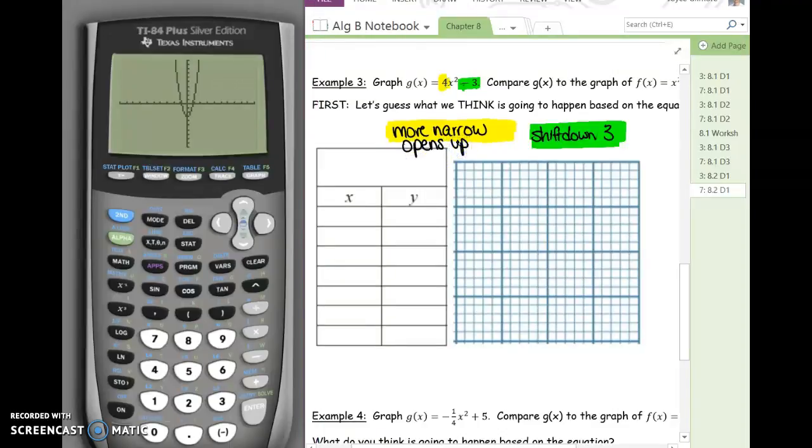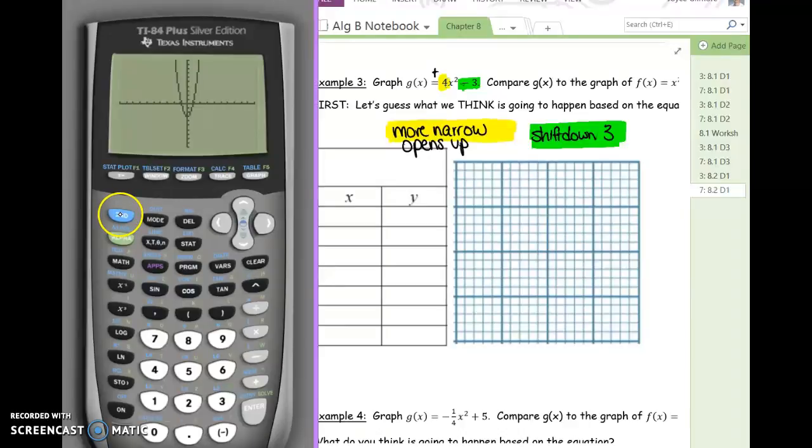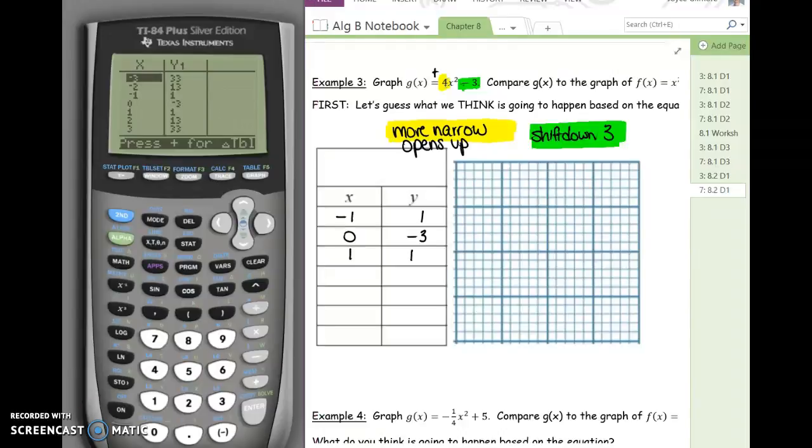So let's add that in our description. It opens up because this is a positive 4. All right, take a moment on your own, go into the table, record some points. Keep in mind that some of these points might be off the graph, so you'll have to pick the points that we can actually put on our graph. All right, the points that will fit on my graph are -1, 1, 0, -3, and 1, 1.